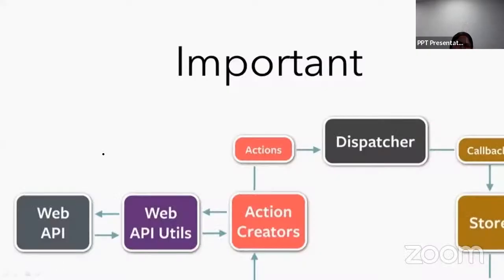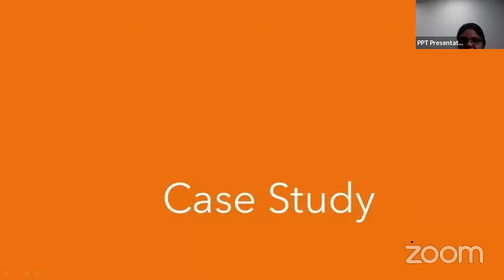So these are the important things. Let us rewind quickly. You have your action and you have a dispatcher. For every dispatcher, you have to send your action as an argument. And then there is a callback, and the callback happens only with the help of your store. So this point is clear, right?